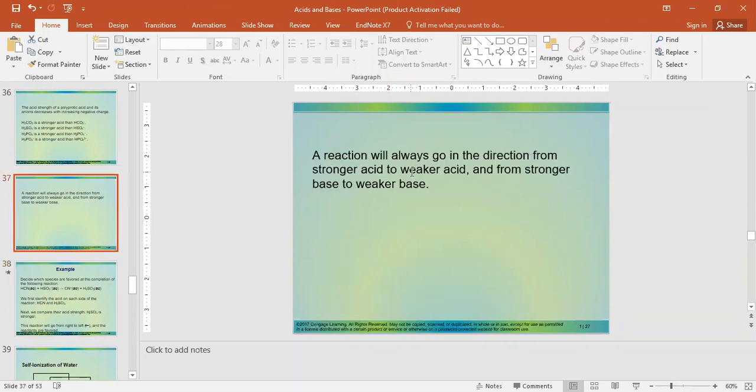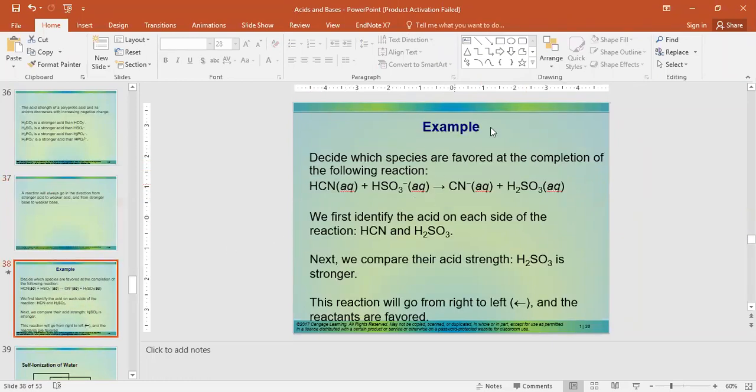It comes from this statement: a reaction will always go in the direction from stronger to weaker acid and from stronger base to weaker base. That's why I said that this equation here, we saw it in some of our previous slides. And I explained that it is going to be favored in the direction that produces the weaker acid and the weaker base.